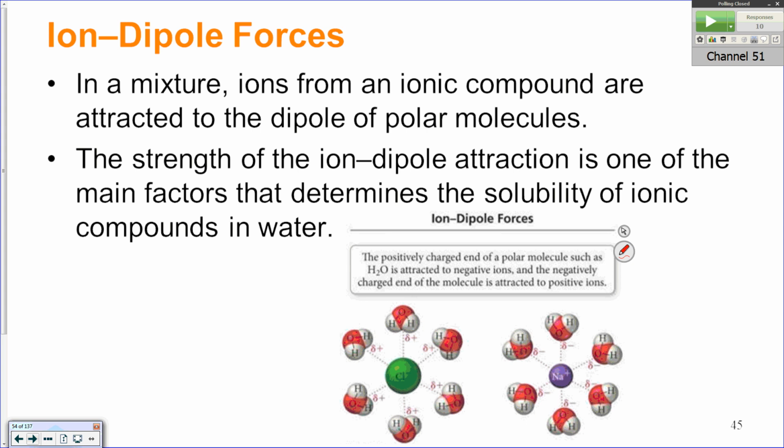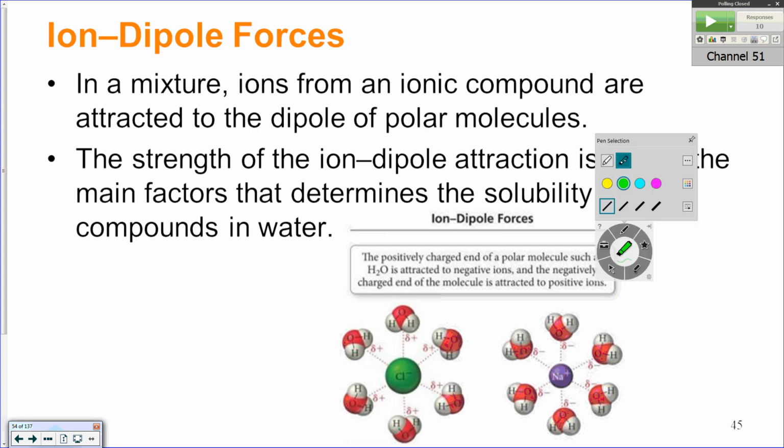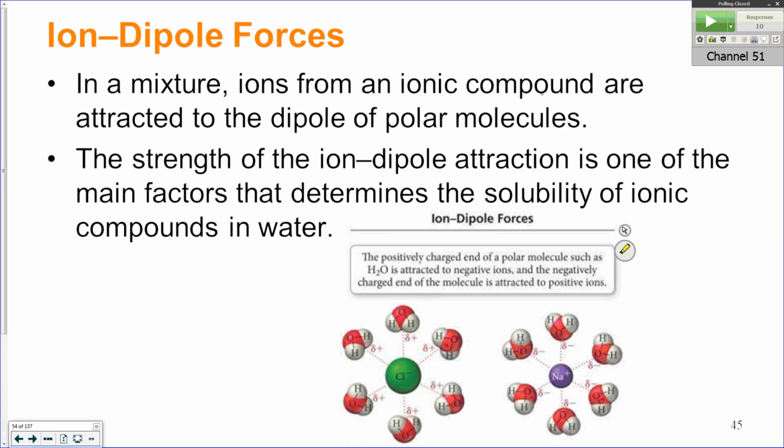Okay, so the 4th type of force, and this one does not occur exclusively between molecules that are alike, unlike the ones that we just talked about. This one's the ion dipole force. It's going to occur whenever we have an ionic compound dissolved into a polar solvent, something that has a dipole, and it's going to attract the ionic compound.